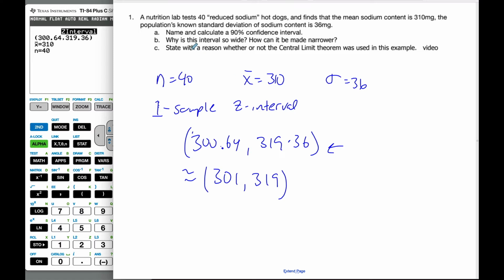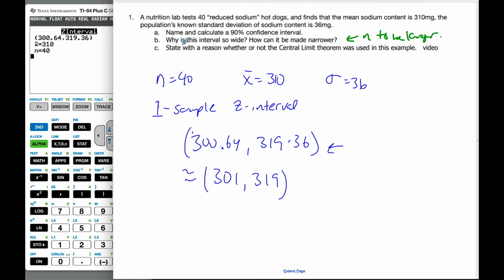So then it says, why is this interval so wide? Well, it's 18 milligrams. How can it be made narrower? If I want to make it narrower, that means I want something like 307 to, let's say, 312 or 313, so it's a narrow interval. In order to do it, I want to try and make my standard deviation smaller. And the way I can do that is by increasing N. I want N to be larger.